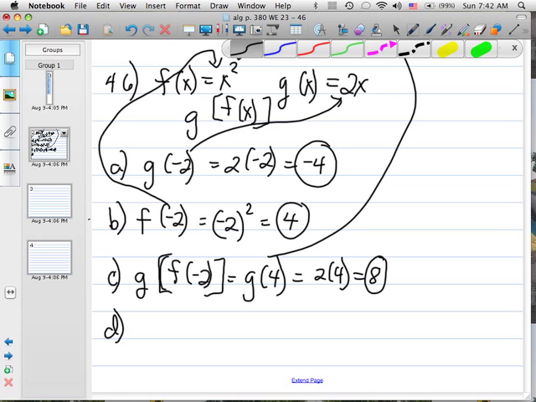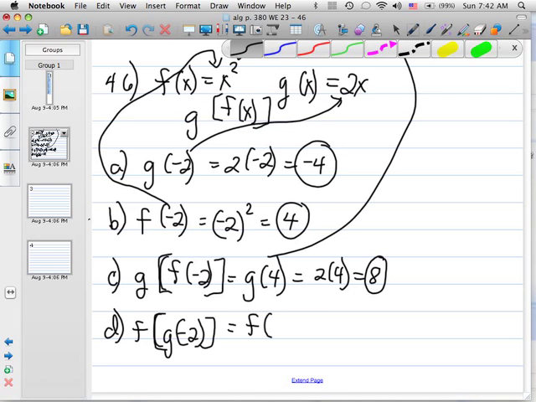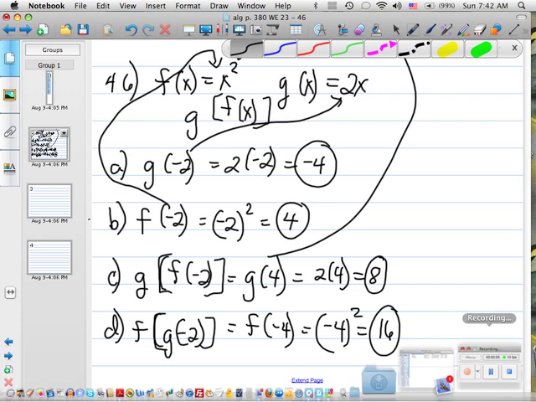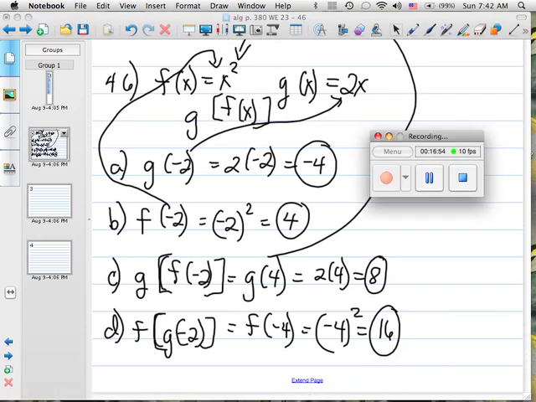And then the last one, D, they just turned around the functions. It's f of g of negative 2. And that was worked out in part A. So g of negative 2 we found out was negative 4. So it's f of negative 4. And then the function f takes the number and squares it, so it'd be negative 4 squared, which is 16. That concludes the evens. Be sure you check the back of the book for the answers to the odds.